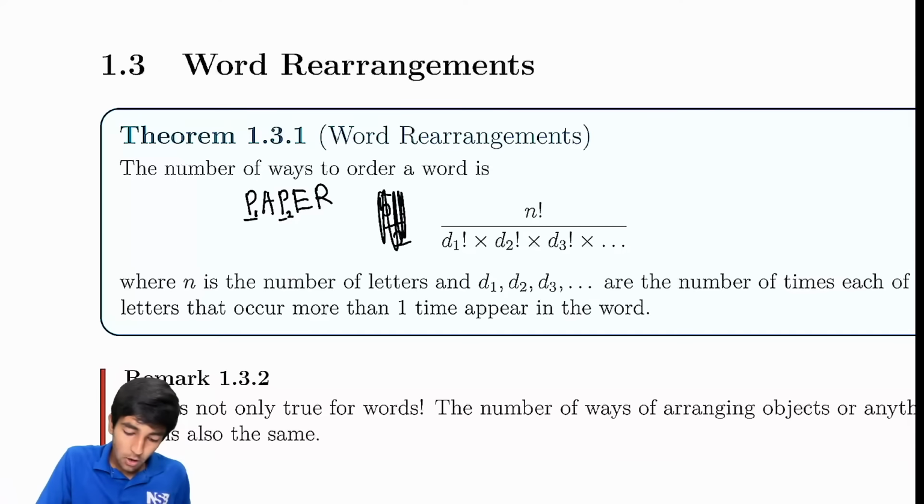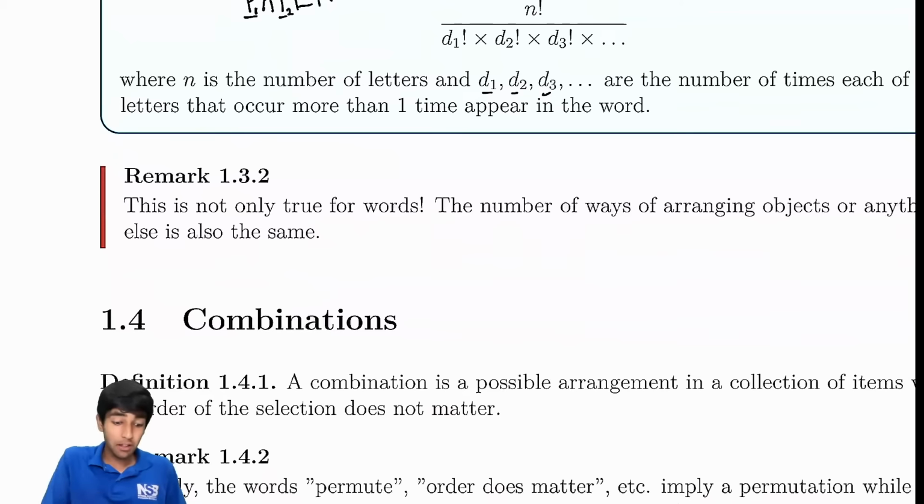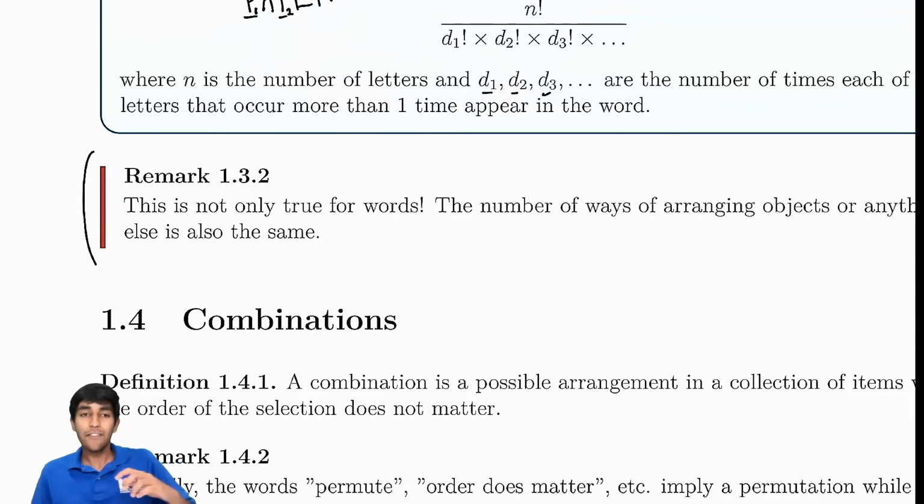In general, if you have a word which has, let's say, d1 of the first letter, d2 of the second letter, d3, and so on, you look at all the letters that occur more than one time, and you take n factorial, where n is the total number of letters, and you divide out by the factorial of the number of times each duplicated letter occurs. And this is really useful because it's not just true for words. In fact, oftentimes, whenever you're trying to order something, word rearrangements are very useful, such as when you're ordering some kind of string which has different types of characters in it. And sometimes you can also use it in other scenarios, with blocks, for example.